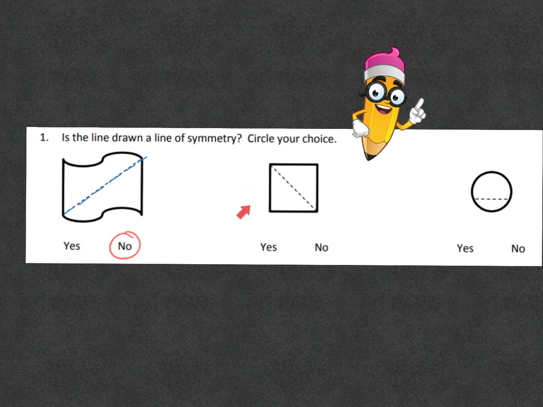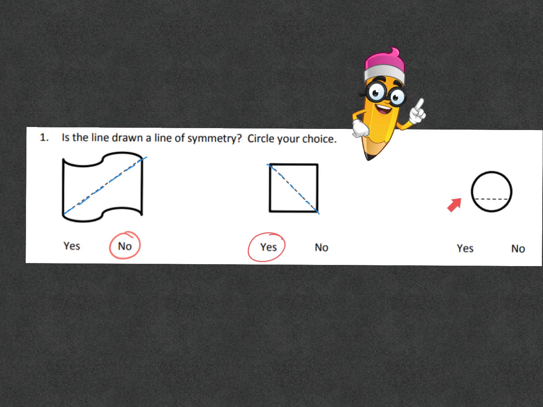Our second shape here is a square, and you can see the line of symmetry going from one corner to another. If we were to fold this square along this line of symmetry, would we create a mirror image of one another? If you answered yes, then you are correct.